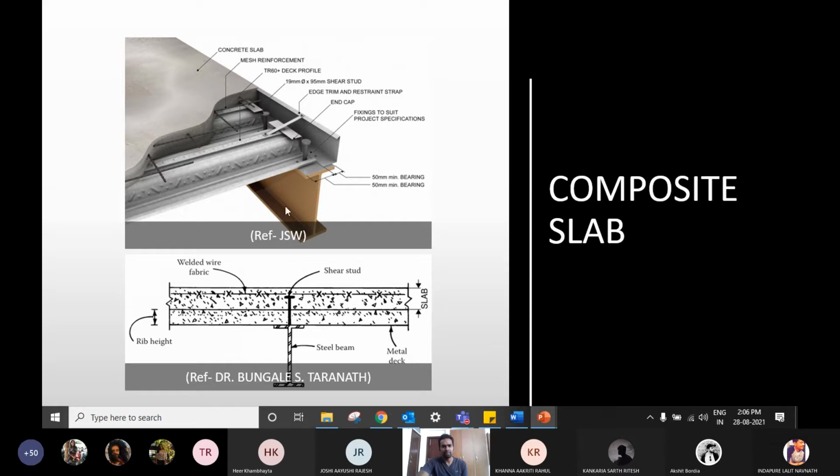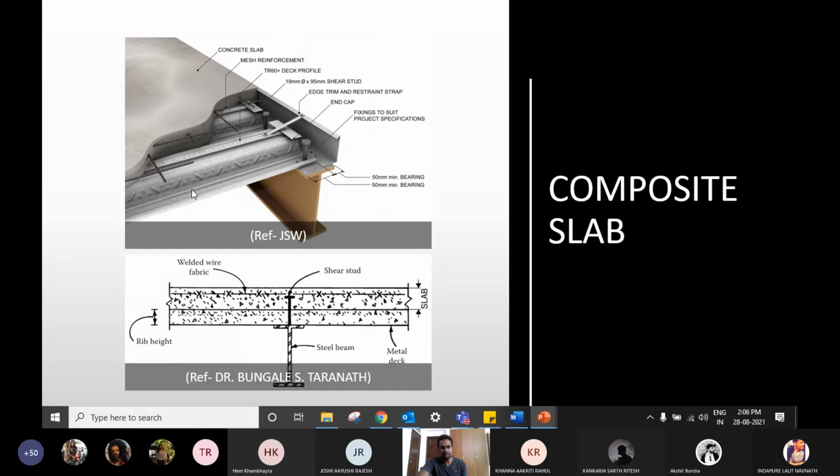Okay, now your composite slab. We look at a typical cross section of a composite slab. What happens is you have a steel beam inside, I mean below the concrete deck. Now this concrete slab, we don't call it concrete slab because we call it concrete deck, because composite decks are different than traditional reinforced concrete slabs.